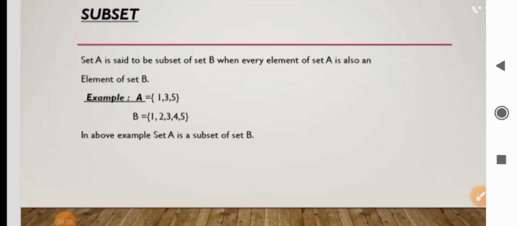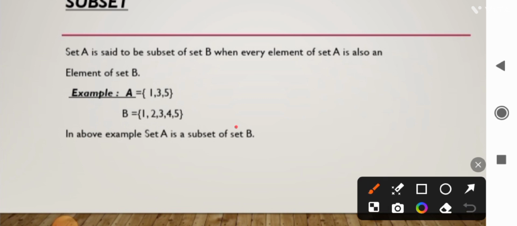Now we are going to discuss a new topic, subset. So what actually is a subset? Let's take one example and then we will discuss it. Let's suppose a set A is a subset of B if every element of A is also an element of set B. Here the example is given.